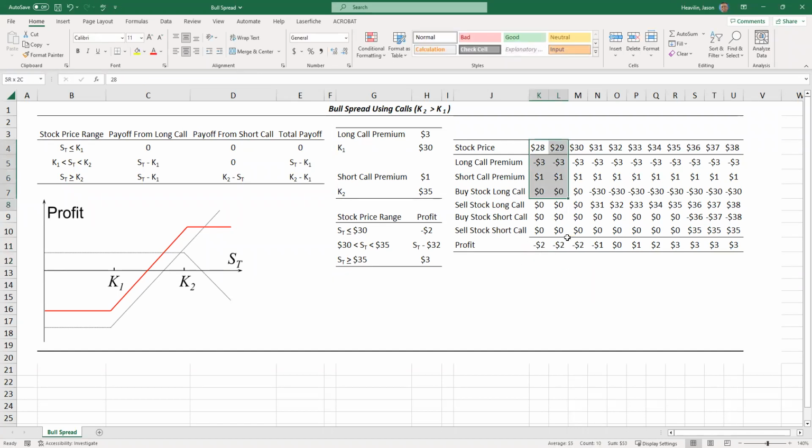But the point is, you don't have to do this. If you follow this, adjusted by the premiums, negative 2. Flat line here, the red one.